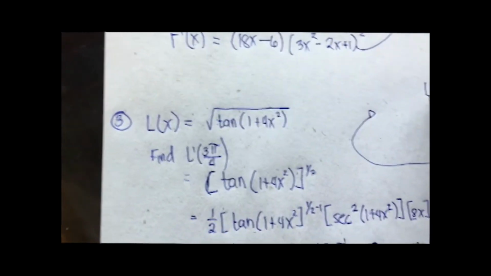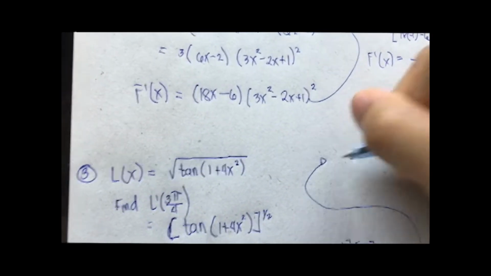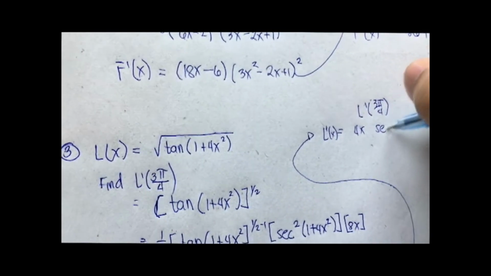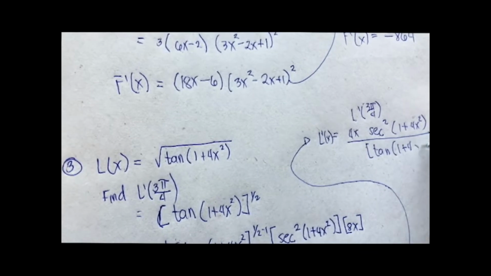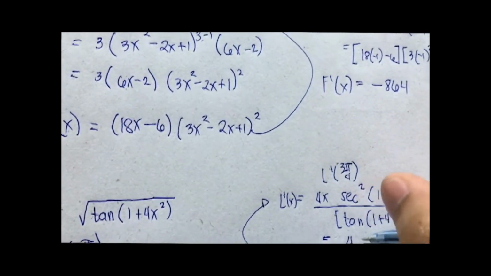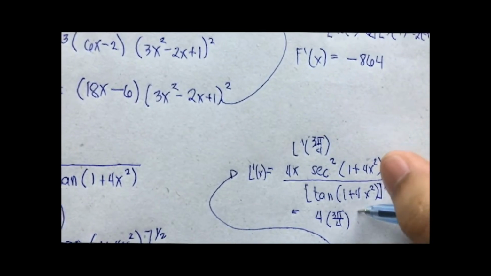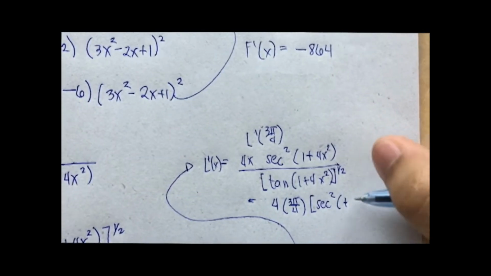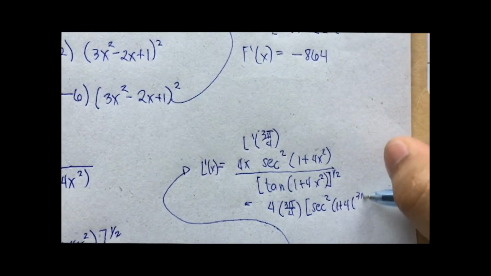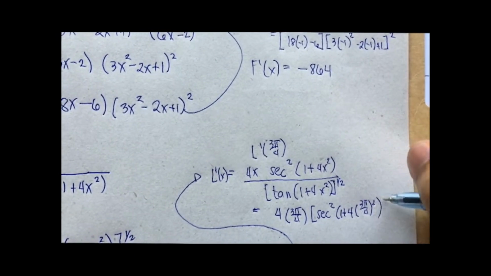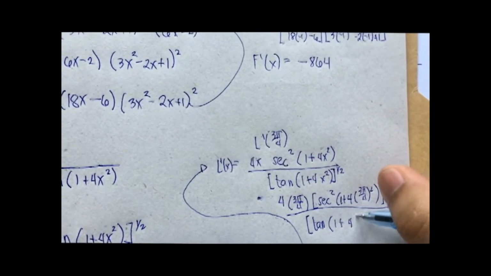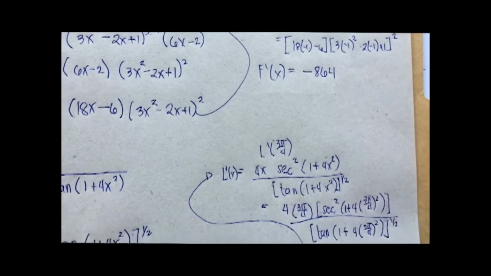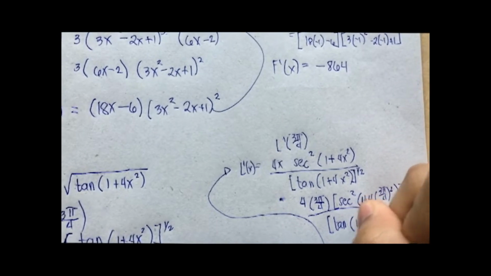So let's find L prime of 3 pi over 4. And the derivative, your L prime of x, is 4x secant squared (1 plus 4x squared) over tan(1 plus 4x squared) raised to 1/2. Sir, where do you use the calculator? So you have 4 times 3 pi over 4, secant squared of 1 plus 4 times 3 pi over 4 squared, over tan of 1 plus 4 times 3 pi over 4 squared, raised to 1/2. So you will now have your L prime of 3 pi over 4.